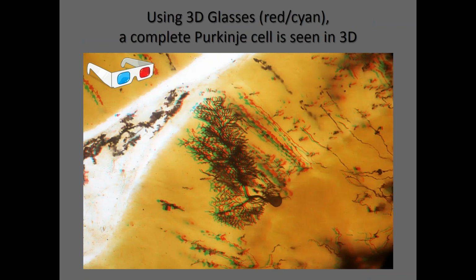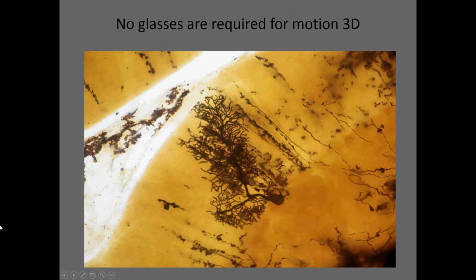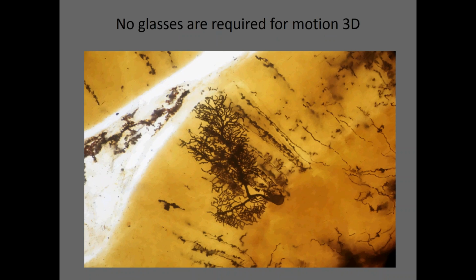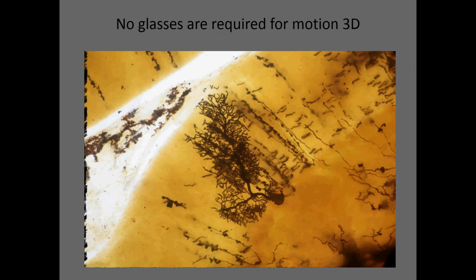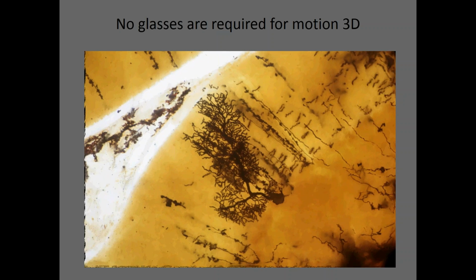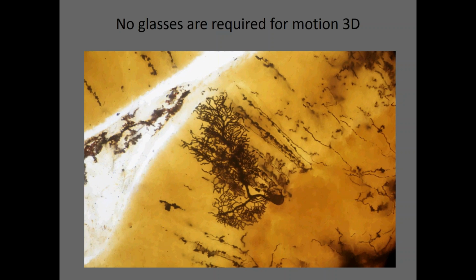This is a single Purkinje cell from the brain. It's about 100 microns deep, and one can see all the dendrites here, the cell body, and here's the axon. And with rotational 3D movie display, one can clearly see the foreground from the background and get an even more clear image of that nerve cell.